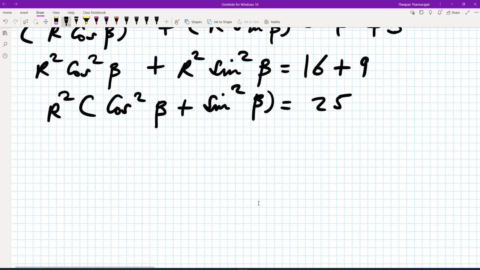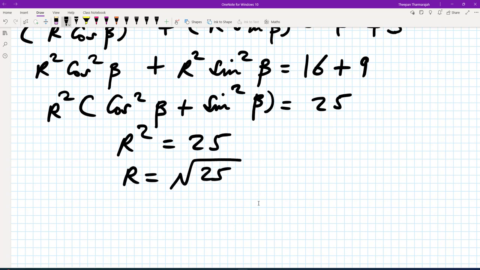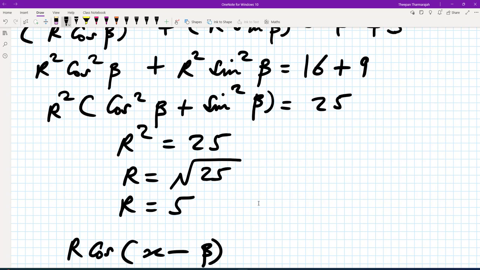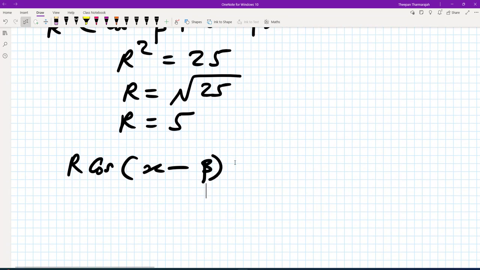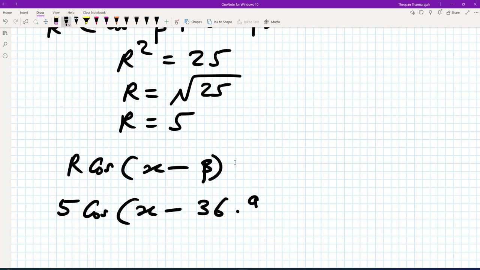So hence r squared is equal to 25. r is the square root of 25. r must be 5. But remember, we want it in the form of r cos x minus beta. So in our case, it's going to be 5 cos x minus 36.9 degrees.